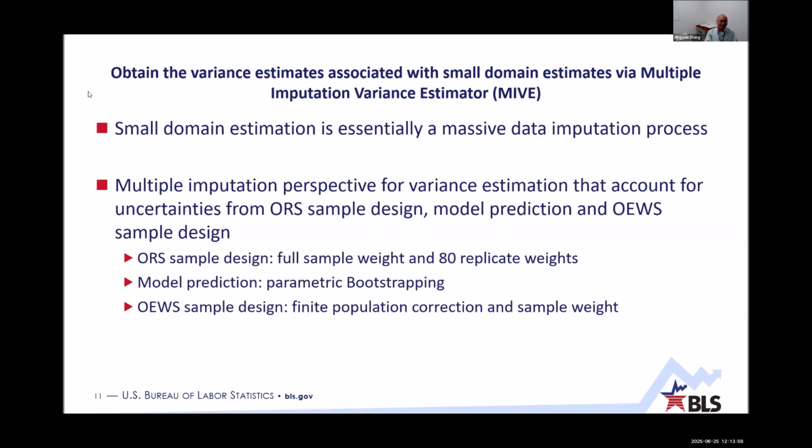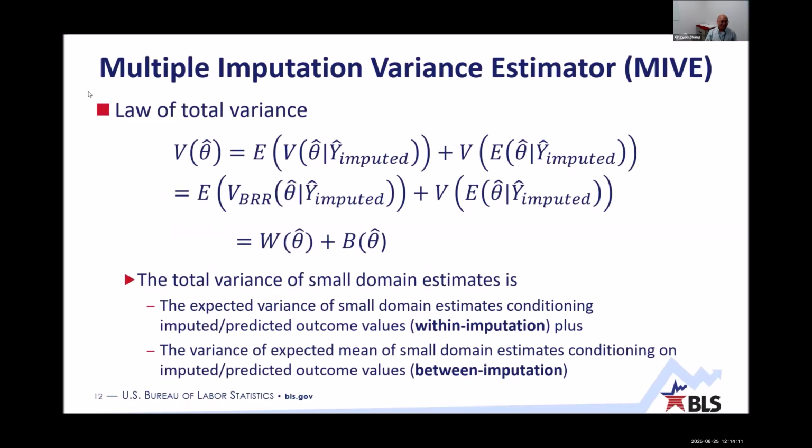And we include the finite population correction factor in the variance estimator to take care of the OEWS sample design effect, and include the weights as part of the estimation. The good thing is we have a really nice, well-known total variance. Given the predicted or imputed values, we could get the estimates. That's the first part, more associated with sampling. For us, we're using the BRR, balanced repeated replication, variance estimator. And the second part is associated with imputation, which in our case is parametric bootstrapping.